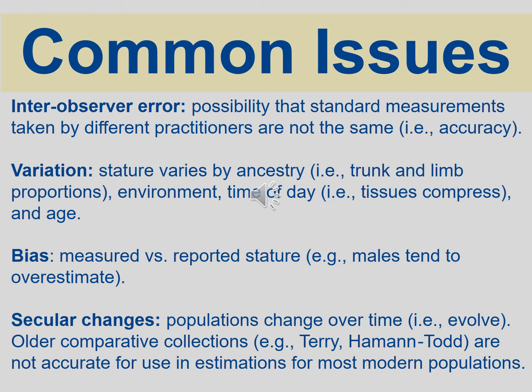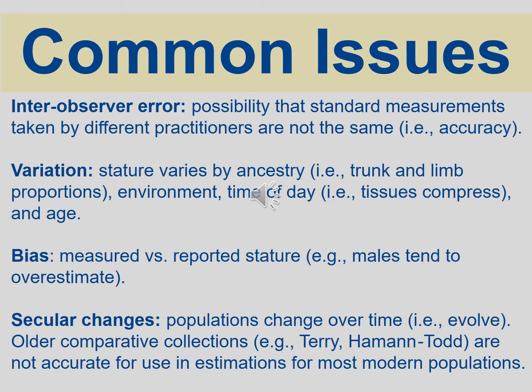There's also bias, not just in error in measuring, but in how it's actually reported versus how it's physically measured. A lot of times we get heights from missing person reports, from driver's licenses, as well as sometimes from medical records, but oftentimes it's from, say, driver's licenses.